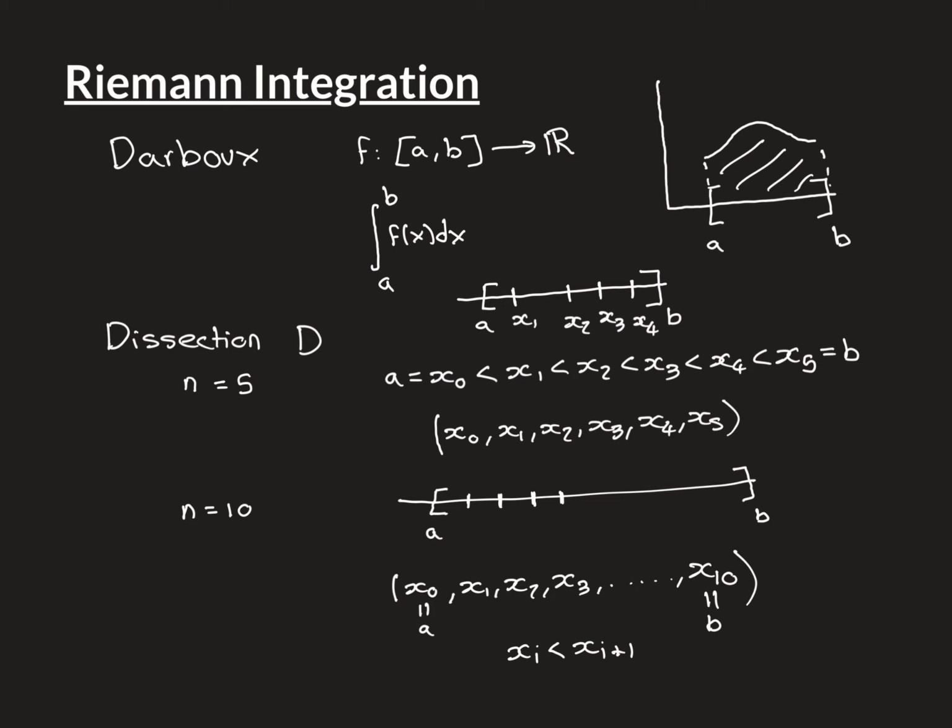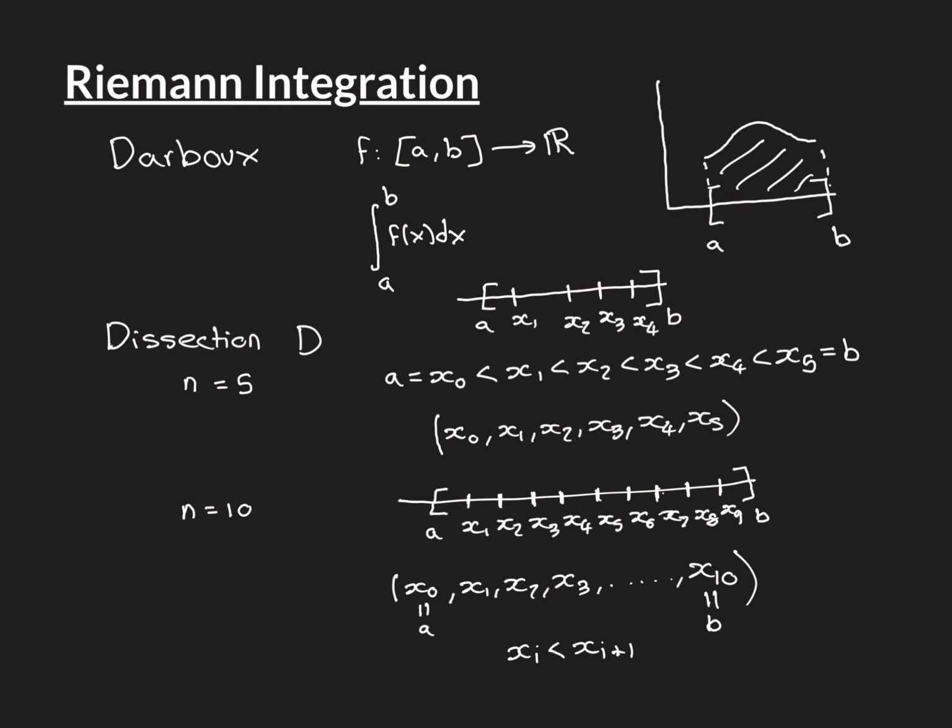So that will cut this into 10 different bits, and let me make sure I get this right. So far we've got 7 pieces, I think. Yes, 7, 8, 9, 10. There we go. Let me just count them and make sure. 1, 2, 3, 4, 5, 6, 7, 8, 9, 10. Excellent. So this again is x1 here, x2 here, x3 here, x4 here, x5 here, x6 here, x7, x8, x9, and then B is x10. Good. So that's the concept of a dissection of our closed interval AB.